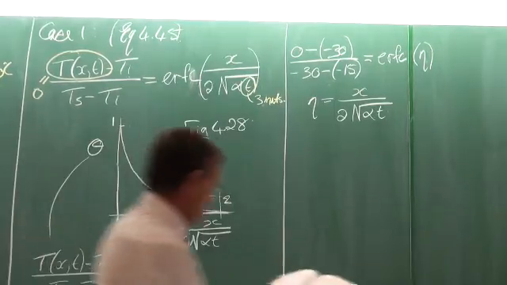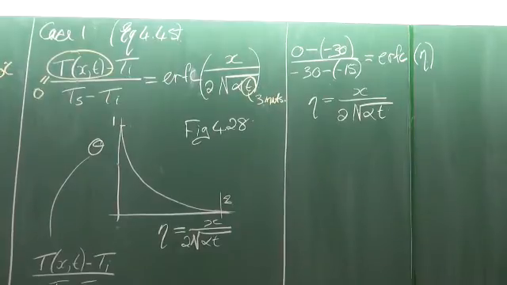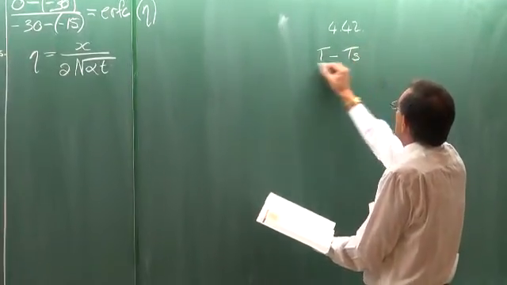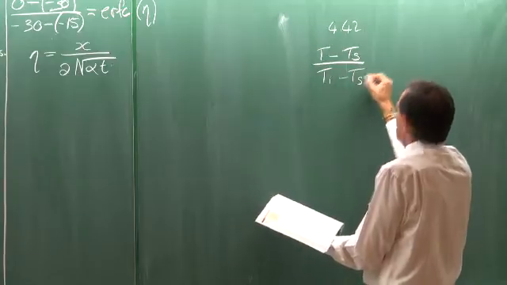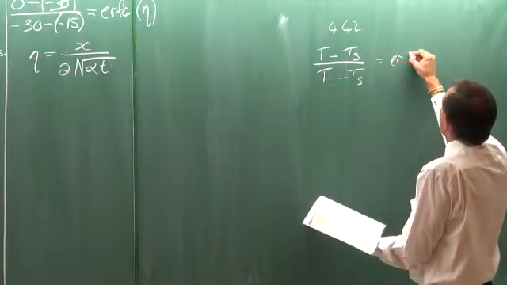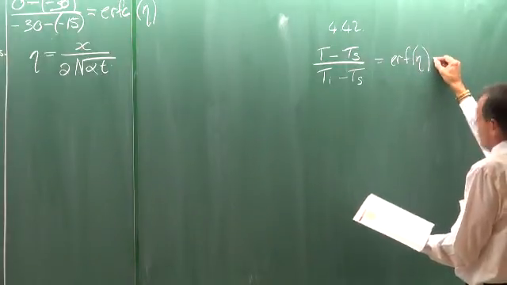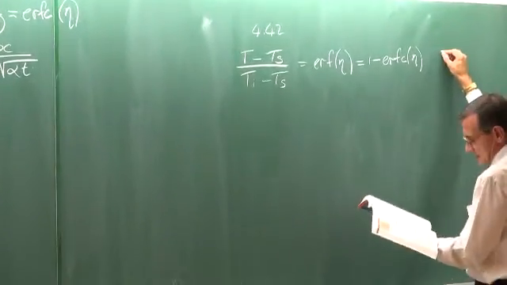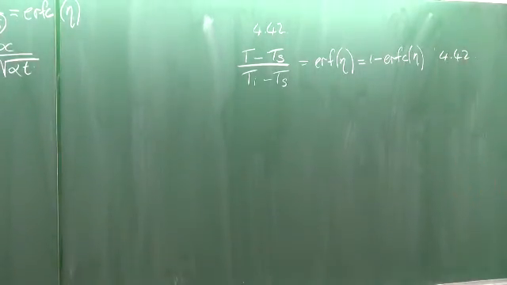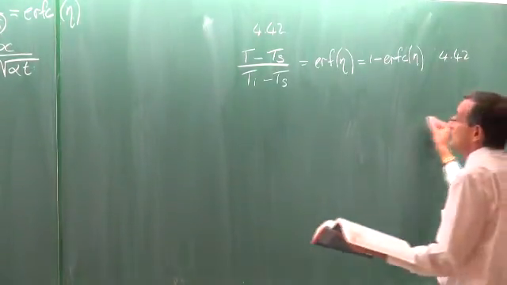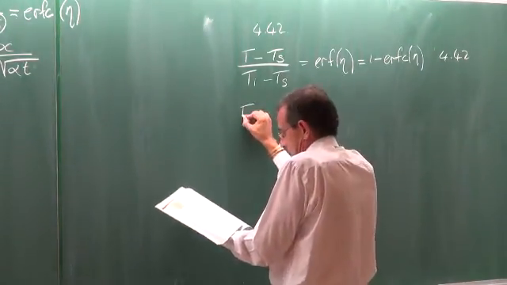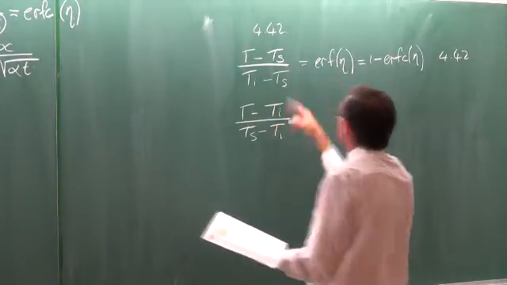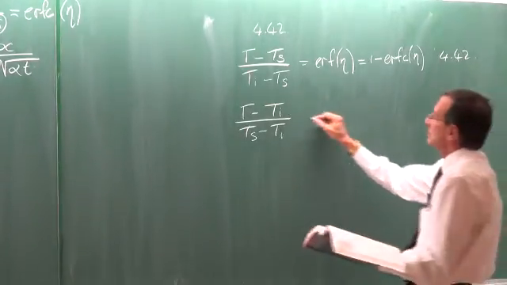Okay. Let me just show you here. I want you to take a look at equation 442. Equation 442 is T minus Ts divided by Ti minus Ts is equal to the error function in eta, and that is equal to 1 minus the complementary function in eta. That is equation 442. Then it's the same equation, just written differently. 445 is T minus Ti divided by Ts minus Ti. You see the difference? I'm going to get to that just now.